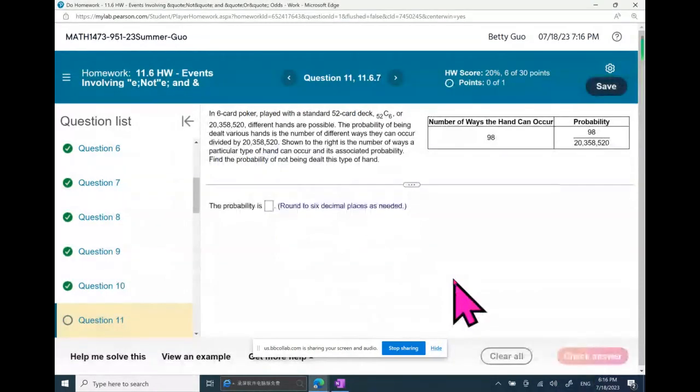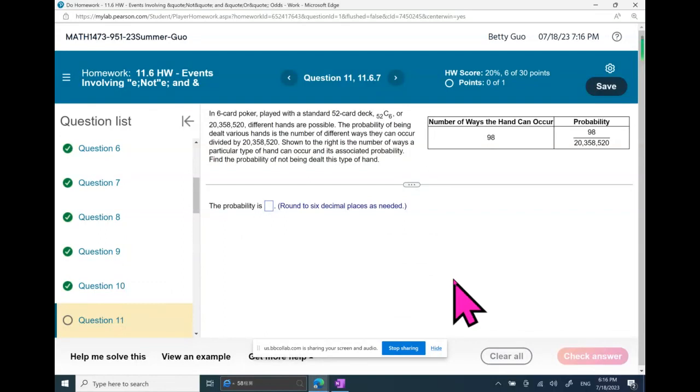Oh, this is a lot. So when you see the table, okay, not really. Yeah, let's read the question. In 6-card poker, played with a standard 52-card deck, C(52,6), 20,358,520 different hands are possible.